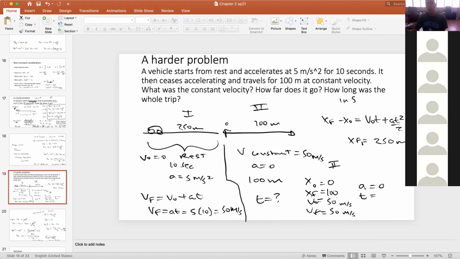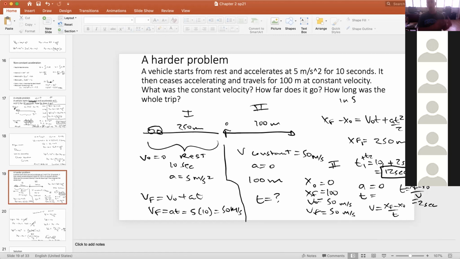Going back to this, we know that v is equal to x final minus x initial over t. We want to find t, so t is equal to x final minus x initial over v. X final is 100 minus 0 divided by 50, so t is 2 seconds. So T1 was 10 seconds. And if I add T2, that was 2 seconds, we get 12 seconds. So the total trip took 12 seconds. And the total trip went 350 meters. The constant velocity was 50.